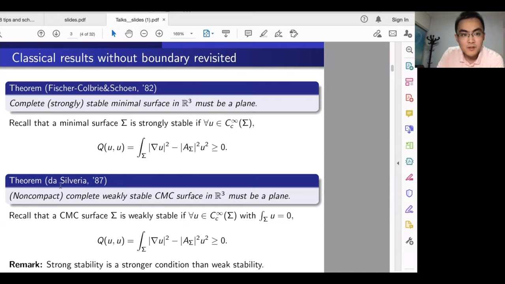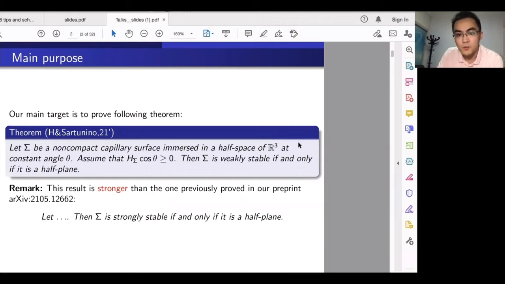And that means if you look at the theorem proved by Da Silveira, when the CMC surface has mean curvature zero, this second theorem is actually stronger than the theorem proved by Fischer-Colbrie and Schoen, because it needs a weaker condition, okay? So this also explains why the new theorem here is stronger than the theorem proved in the preprint. Okay.